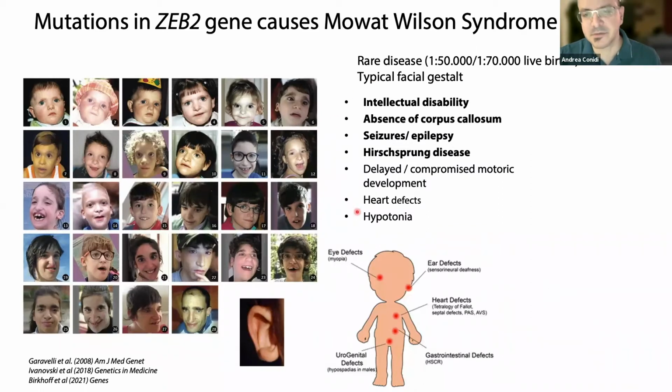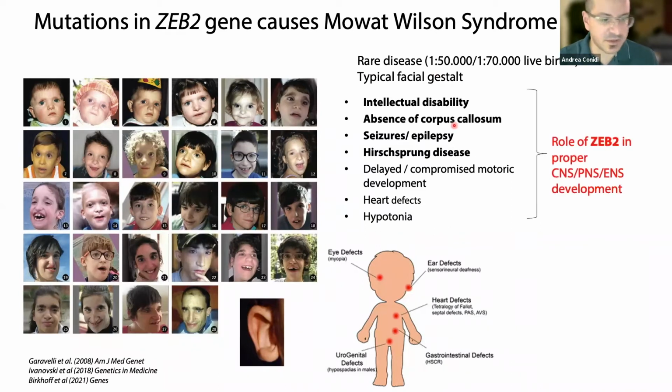All of these point to a role for ZEB2 in the proper development of the central and peripheral nervous system.